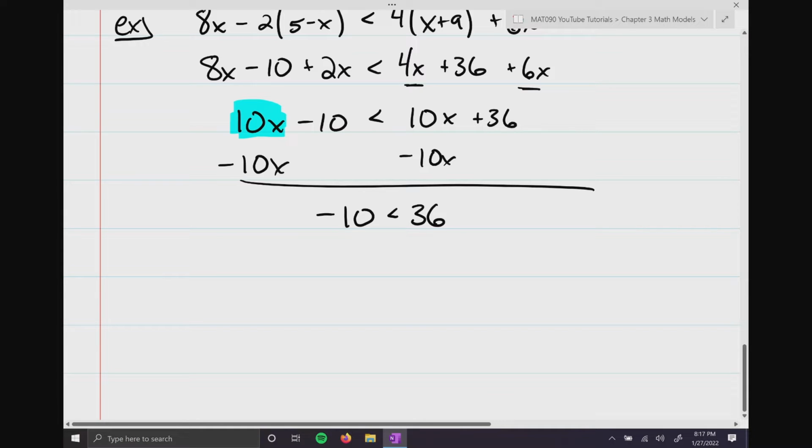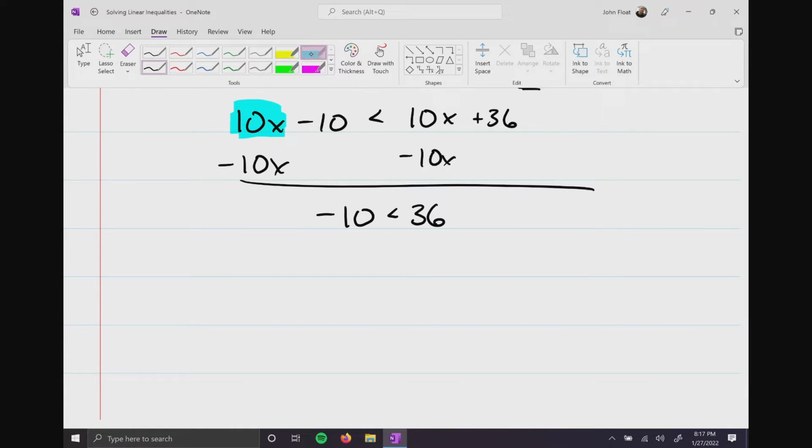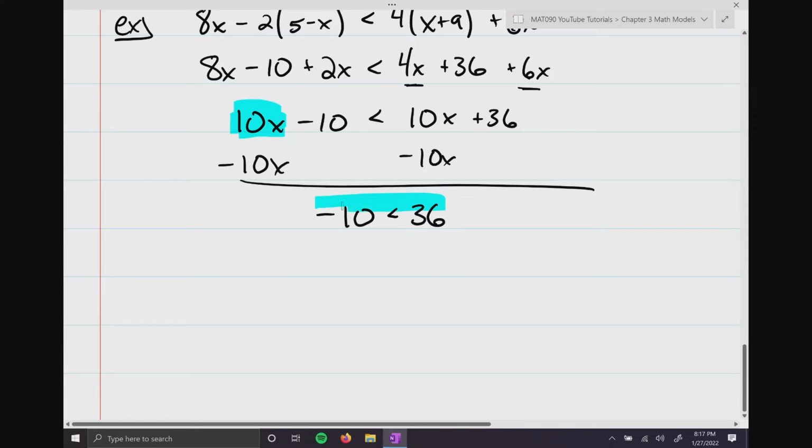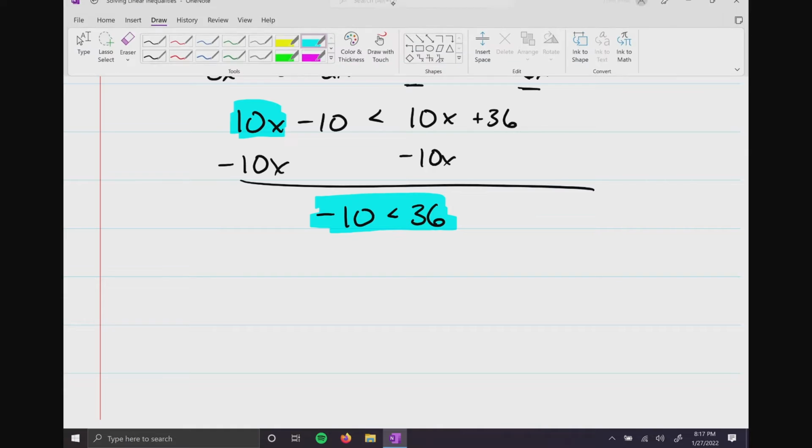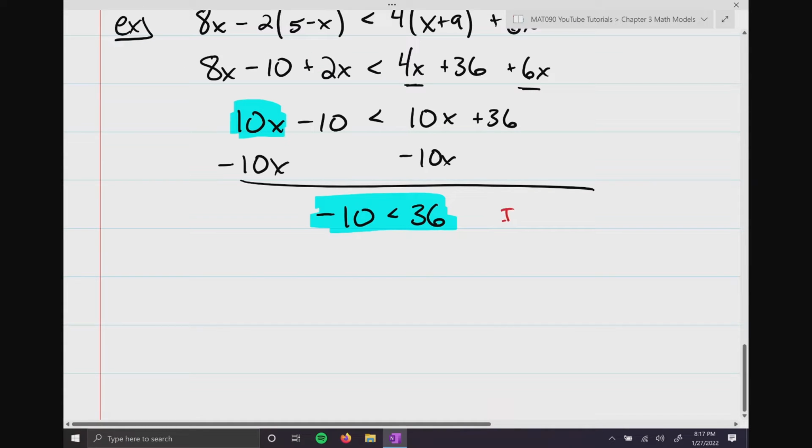That'll happen. But then the question becomes, how do we interpret that? So I want us to really focus on this right here. I want us to look at this statement. And I want us to ask ourselves, is this a true statement? And when you think about it, is negative 10 less than 36? And the answer is yes.